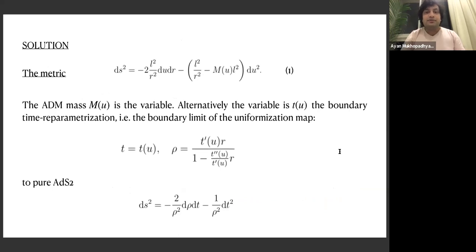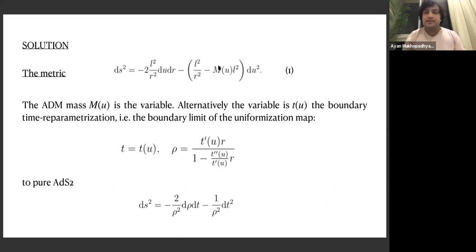Now the solution of this turned out to be rather simple. This metric, which I wrote down, is locally AdS2. So it has constant scalar curvature.